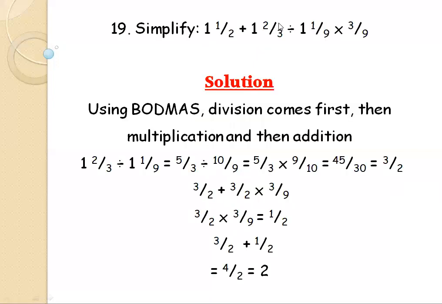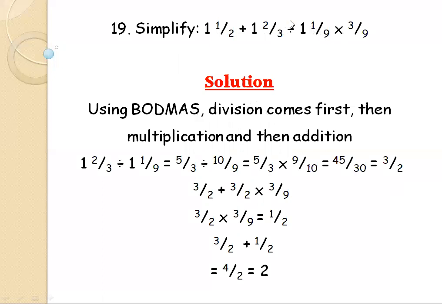Okay, this question says simplify 1 whole number 1 over 2 plus 1 whole number 2 over 3 divided by 1 whole number 1 over 9 multiplied by 3 over 9. Now we're going to still use BODMAS for this question: bracket, division, then multiplication, then addition, and then subtraction. So we're going to do our division first.